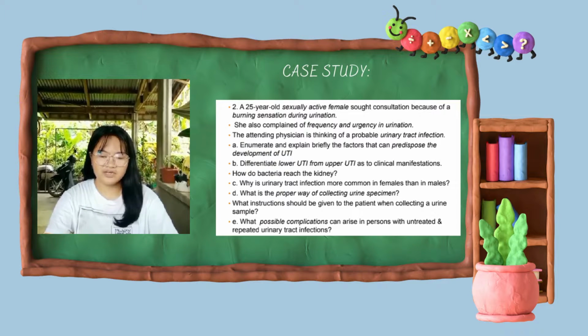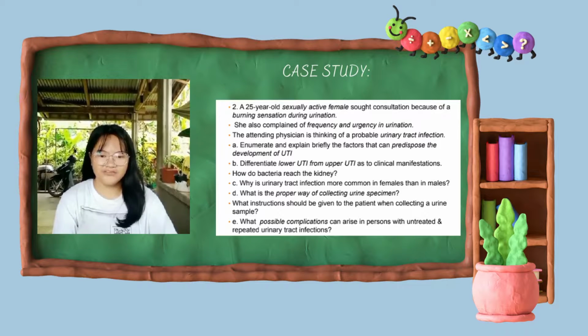How do bacteria reach the kidney? Through the bloodstream and ascending infection from the lower urinary tract, or ascending infection. Letter C. Why is urinary tract infection more common in females than in males? Because the female has a shorter urethra than a male, and the proximity of the anal opening to the urethral orifice in females.